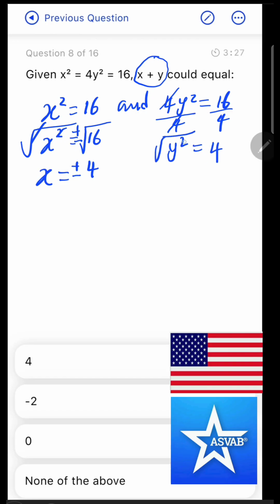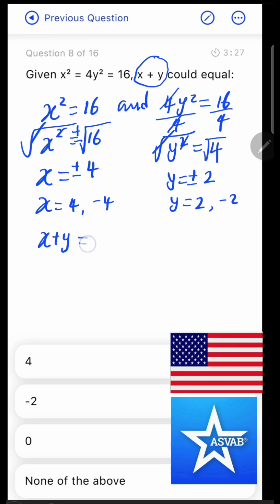Then we take the square root in order to eliminate this square. So this square is going to cancel by the square root. We are left with y, which is equal to, and again, when you are taking the square root of the right hand side, it's going to be plus or minus. Square root of 4 is going to be 2. So here the value of x is 4 and negative 4, and here the value of y is 2 and negative 2. So we are asked to find the value of x plus y.